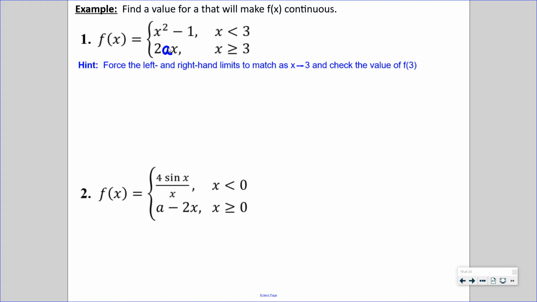I just started you off with a little hint. Basically what we want to do is force the left and the right hand limits to match as x approaches 3, because that's where the break in my graph could be, where my little jump discontinuity could be, or a hole or something like that. So we're going to take our limit as x approaches 3 from the left side, which in that case I'd use this piece, because those are my numbers that are less than 3, so that'd be where 3 is coming in from the left.